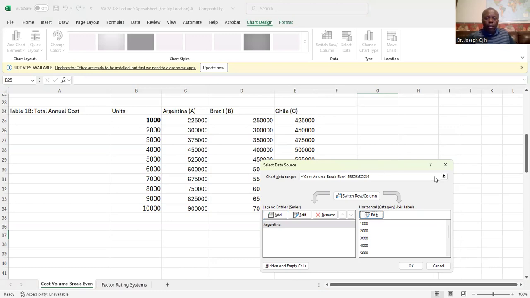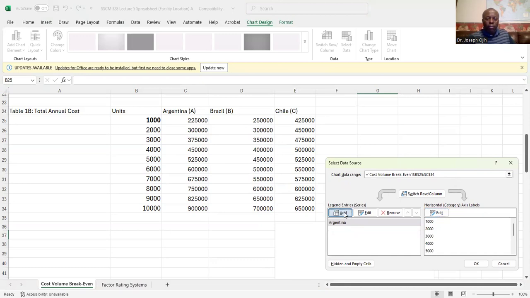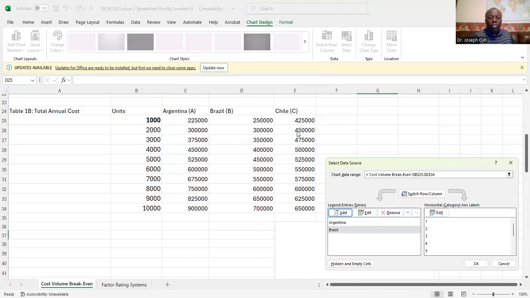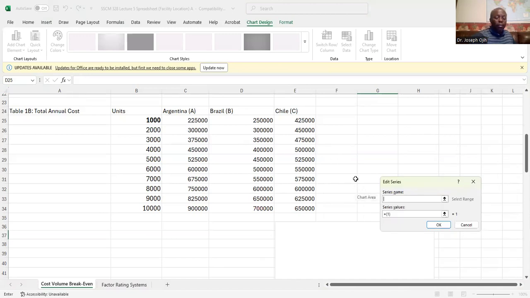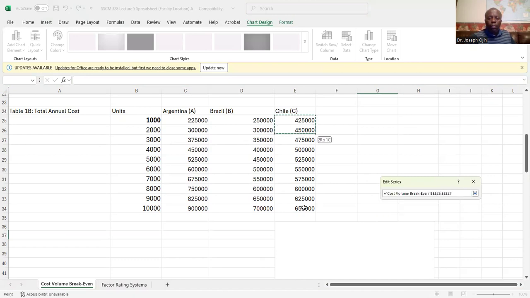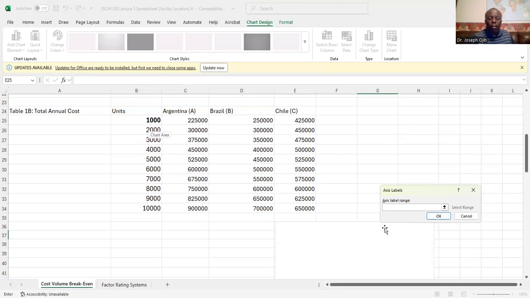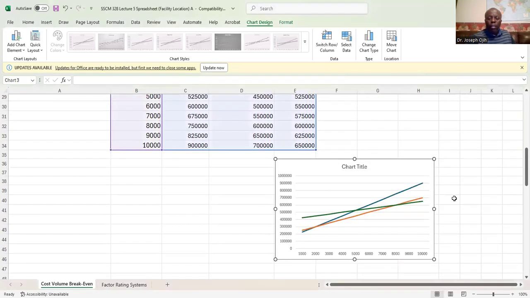Okay. Now for Brazil, you do the same. Click Add. Type Brazil. And for this side, it's the total annual cost for Brazil; you can copy all of them. It will be there. Click OK. Now the last one is Chile. Click on Add. Type Chile. Now for the total annual costs, you can get all this. Okay. Now this one just went back to 1, 2, 3, so I'm gonna adjust it. And then this is right here. Then click OK to give us the graph.